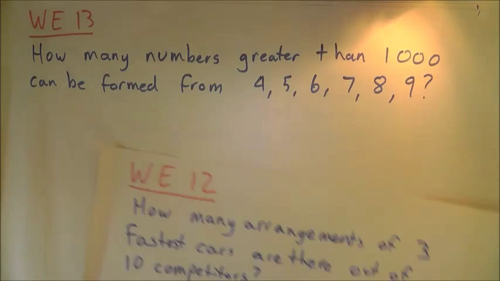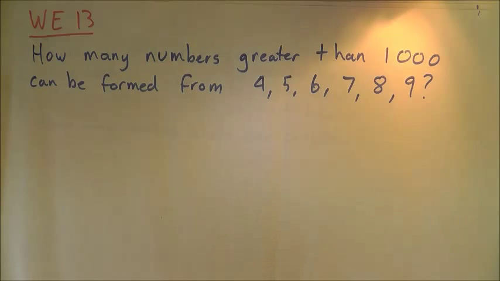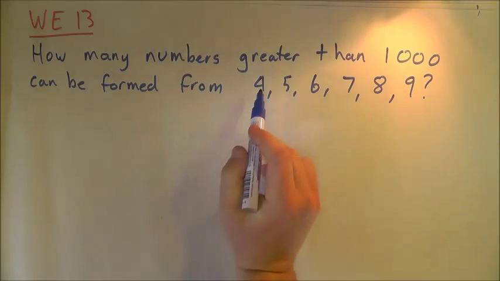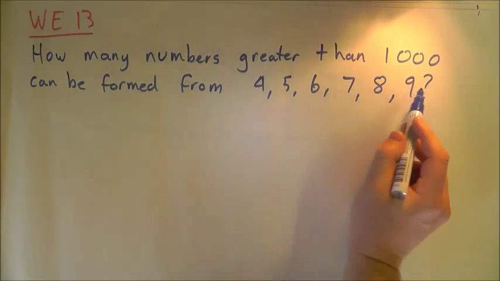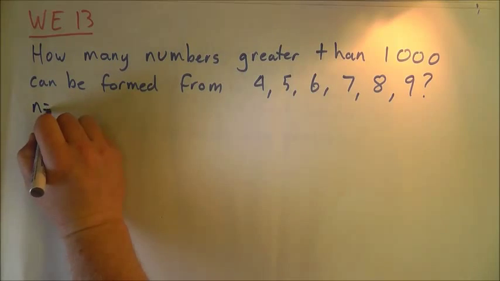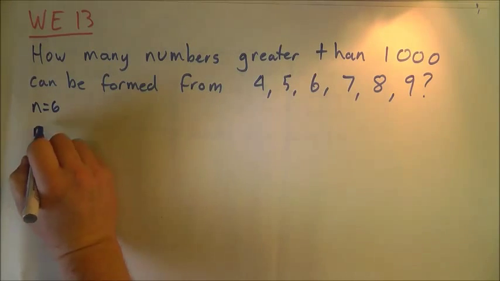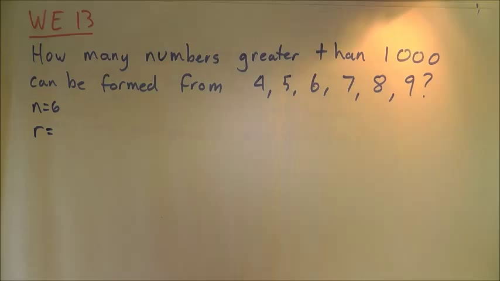Alright, worked example 13. How many numbers greater than 1000 can be formed from the numbers 4, 5, 6, 7, 8 and 9? Okay, we've got a number of things we've got to work out here. What is my group size that I'm starting with? 1, 2, 3, 4, 5, 6. N equals 6.